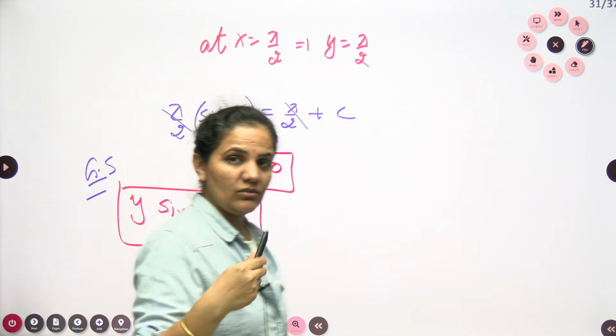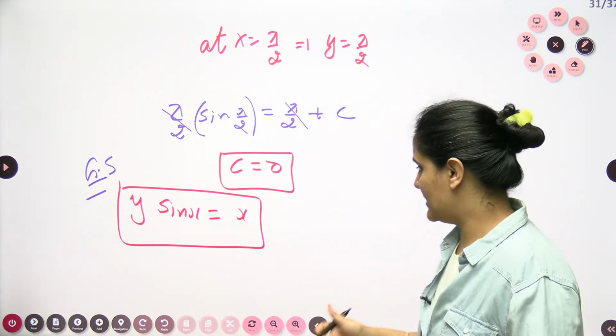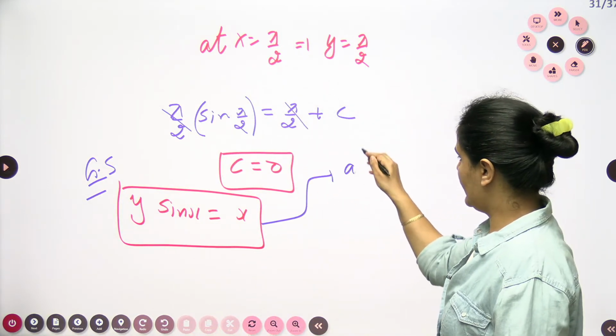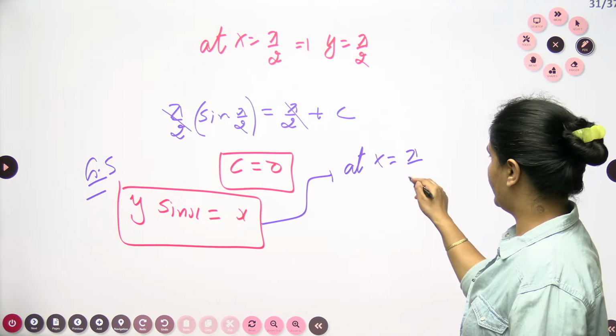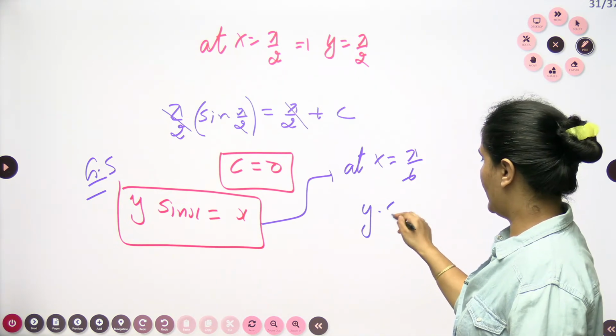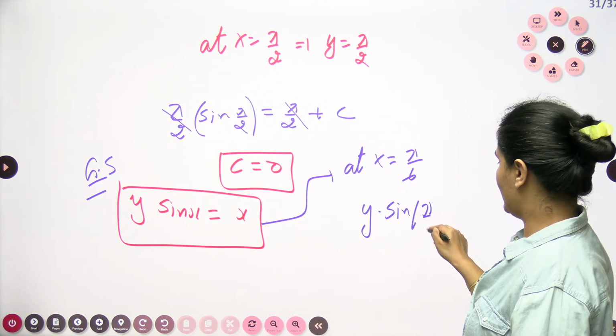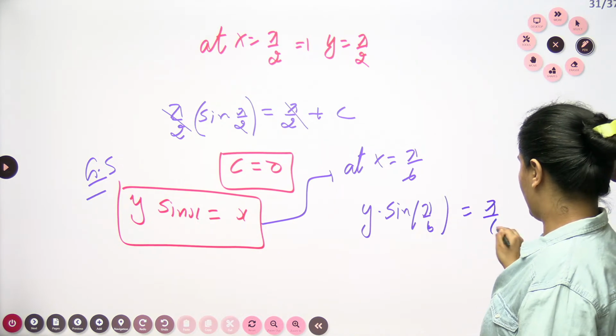We need to find out the result at x equals pi by 6. So let's put x equals pi by 6 here. We need the final answer. So this is y, sine of pi by 6, equals pi by 6.